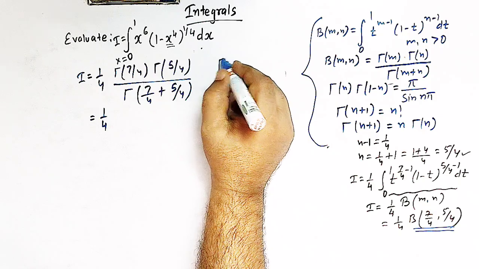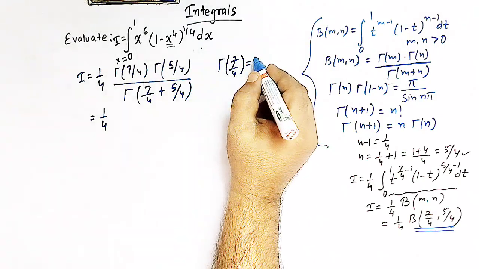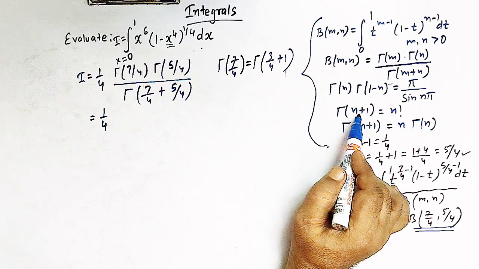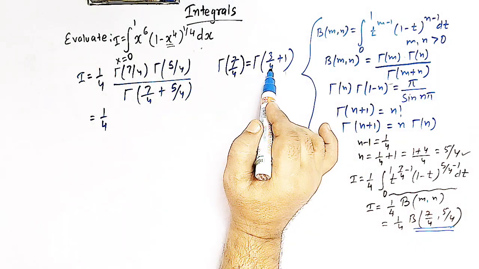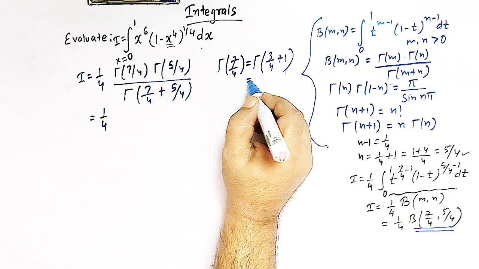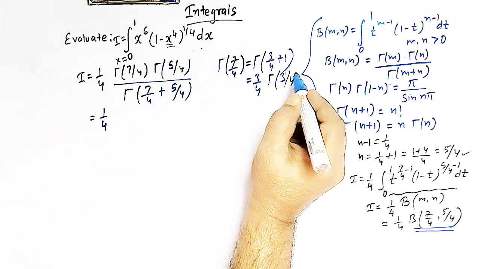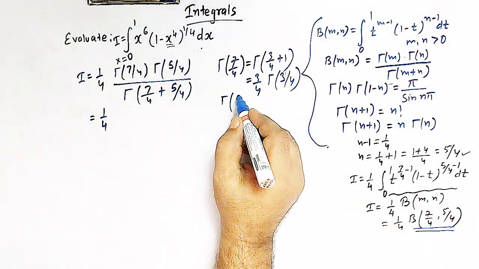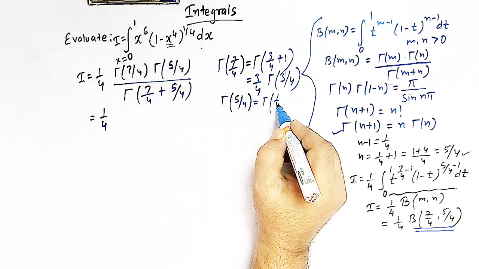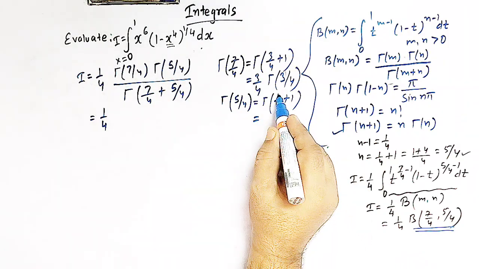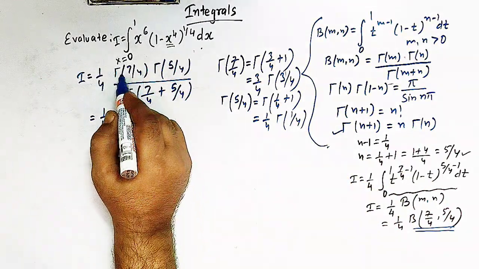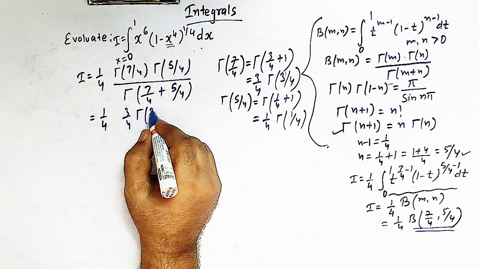Now see, we can find out the value of gamma of 7 by 4 as we can write 7 by 4 as 3 by 4 plus 1, and we can make use of this result, that is n is 3 by 4, right? And we can have gamma of 3 by 4 plus 1, so we have here 3 by 4 gamma of 3 by 4, and similarly we can find out gamma of 5 by 4. Again, making use of this result, we can write 5 by 4 as 1 by 4 plus 1. So in this case the value of n is 1 by 4, so we have 1 by 4 gamma of 1 by 4.